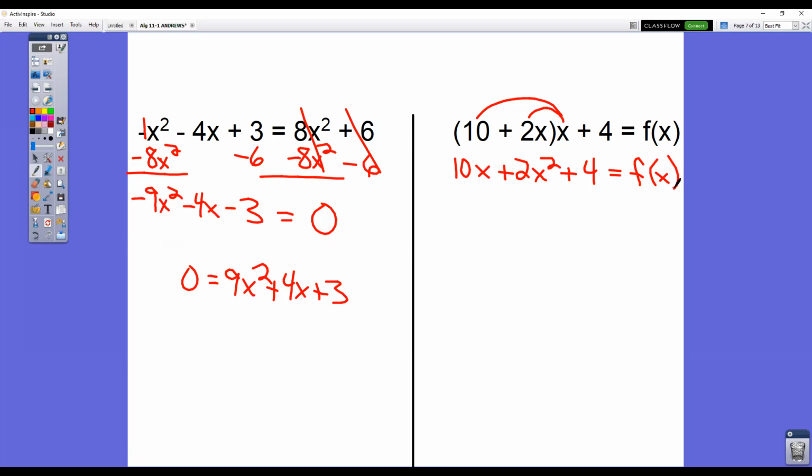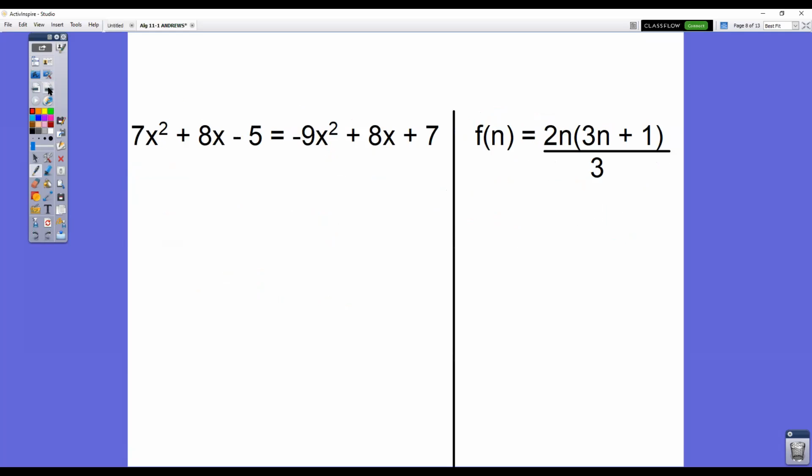Is that in the correct form? No, it's not. The biggest exponent has to go first. So 2x squared plus 10x plus 4. That's what you would need. So be very careful on that. Go ahead and try this next one, please.